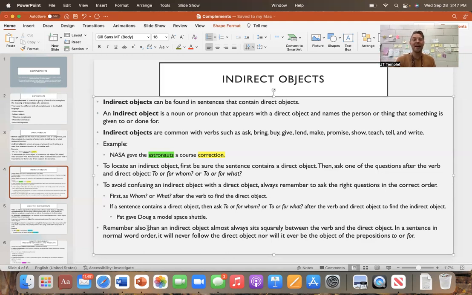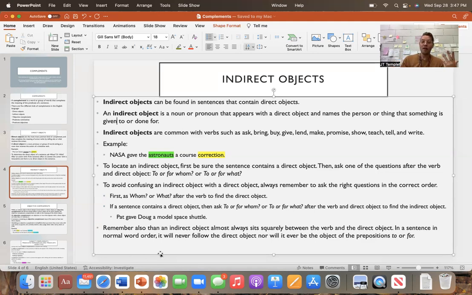So for instance, Pat gave Doug a model space shuttle. Pat is our subject. What did they do? Their action is gave. That's our verb. They gave who or what? They gave a shuttle, right? If we're breaking it down, space is modifying shuttle. We can just say shuttle. To whom or what did they give a shuttle? They gave it to Doug. Doug is our indirect object.